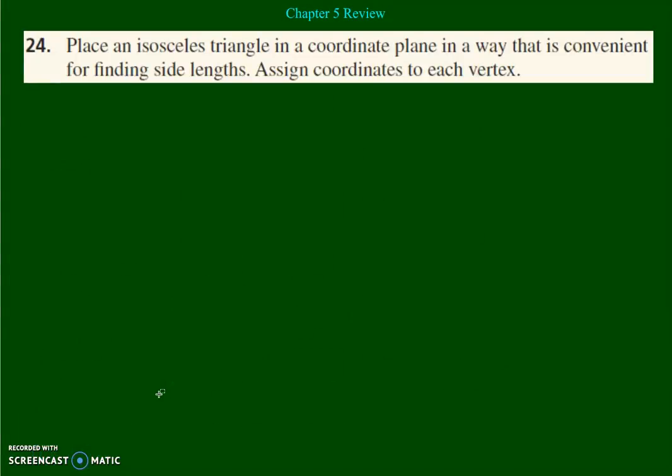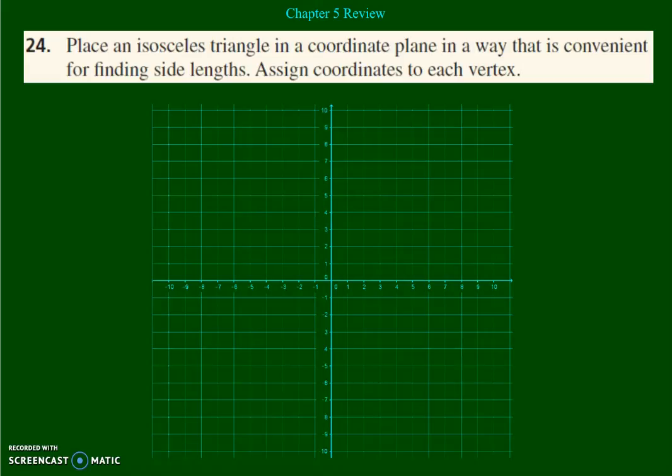Okay, in problem 24, it says place an isosceles triangle in a coordinate plane in a way that is convenient for finding side lengths. Assign coordinates to each vertex. This may sound like a silly question to ask, but it makes a big difference in how you place a figure in the coordinate plane to make it easier or really hard for you to figure out how long the side lengths are. So let's go ahead and put up a coordinate plane, and then let's create a triangle. In this case, we shall make a blue, purple, pink, whatever that is, triangle.